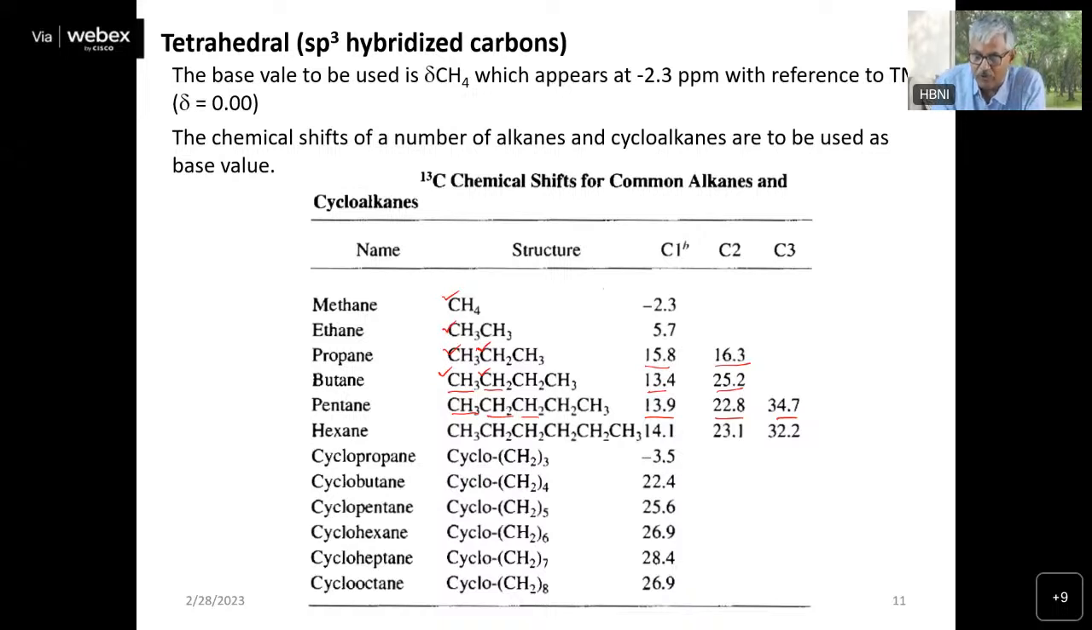Similarly, for cyclic compounds, depending on whether it is cyclopropane, cyclobutane, or cyclopentane, the values have all been given here. You can see there is a slight difference, specifically for cyclopropane. I have explained this while explaining the chemical shift of the hydrogens of a cyclopropane system, due to the magnetic anisotropic effect or ring current effect in cyclopropane.